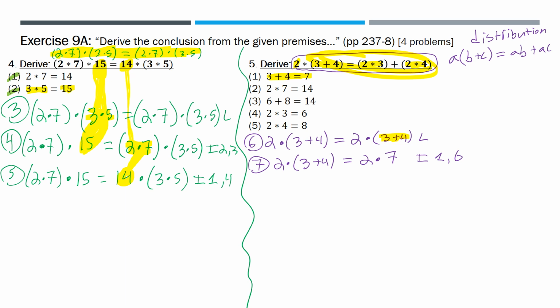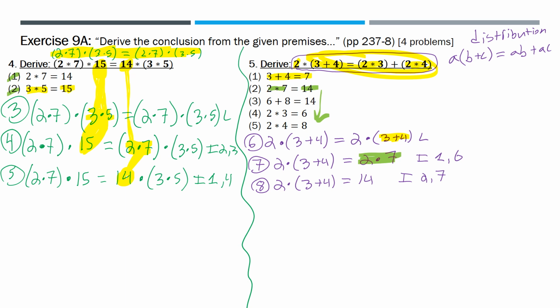But now notice something. We know that this 2 times 7 is identical to 14. If you just go down the list again, when we do this boom, boom, boom, boom, boom, we will get that good conclusion. So for 8, let's say 2 times the quantity 3 plus 4 is equal to 14. The rule of identity, 2, 7.